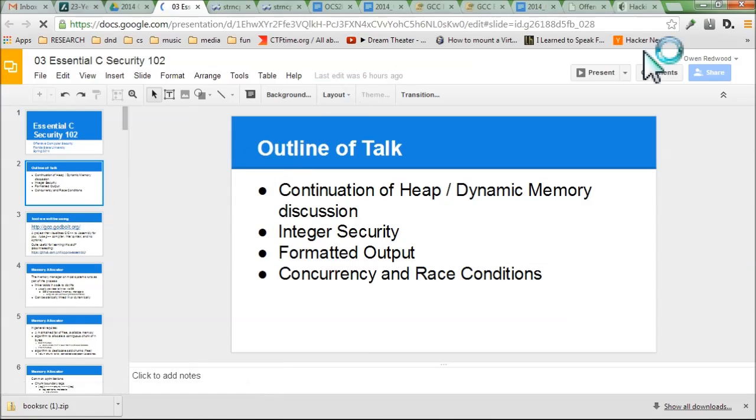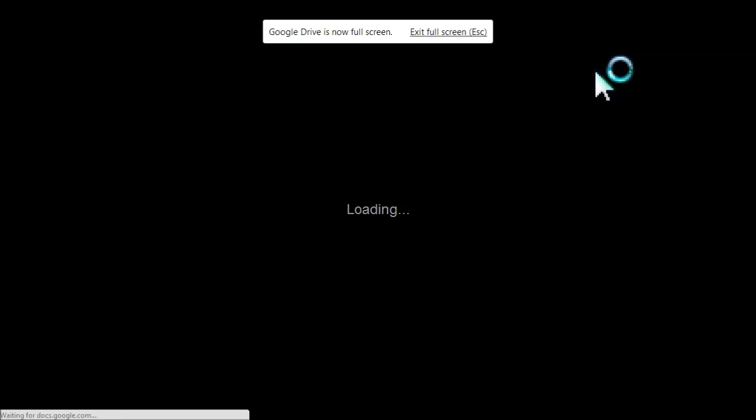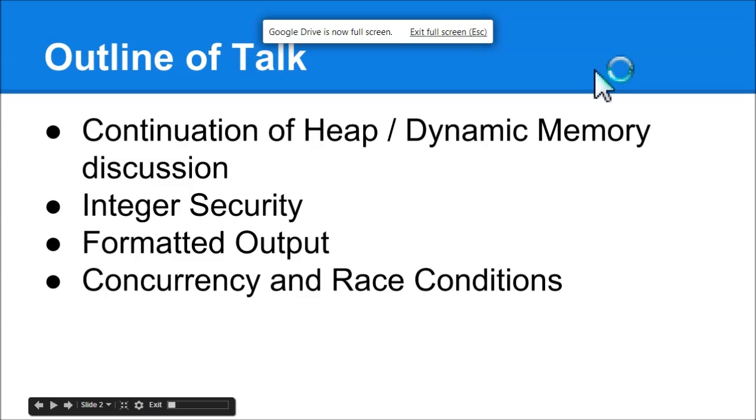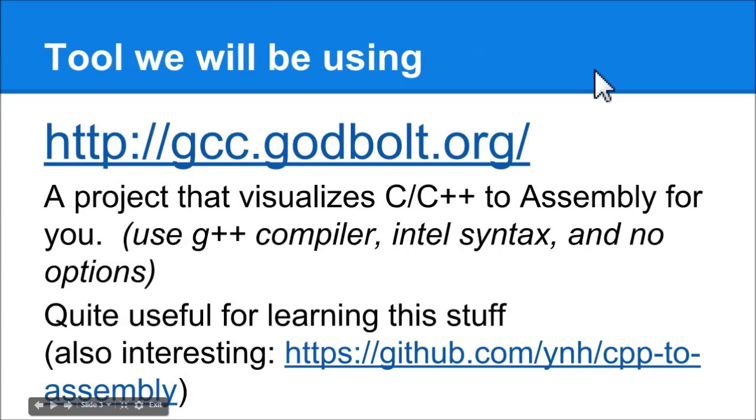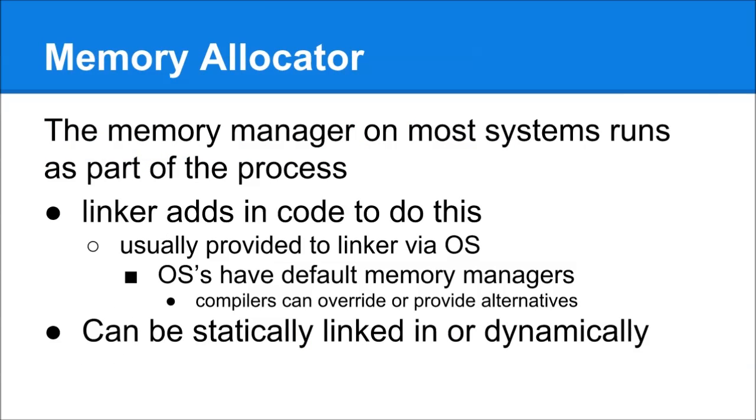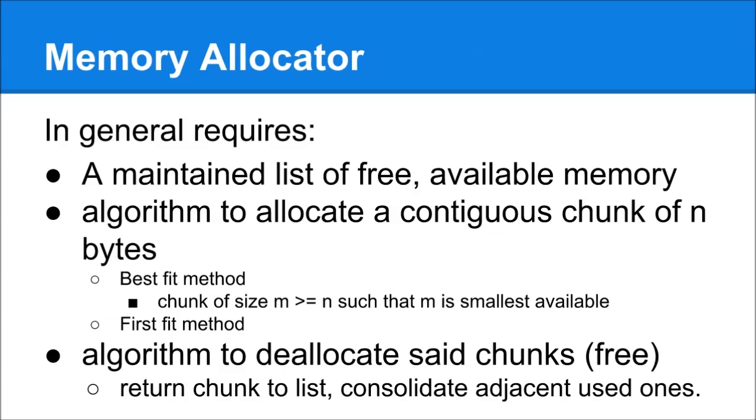All right, so we're going to continue the discussion while it's still fresh in your brains, and just get through the dynamic memory discussion. Maybe not up to the vulnerability discussion, but like I said, the linker adds in code usually provided by the OS. The compiler can override the choice. It can be put in there dynamically or statically.